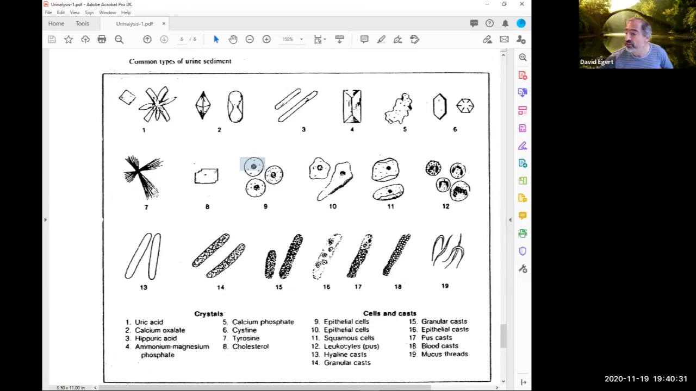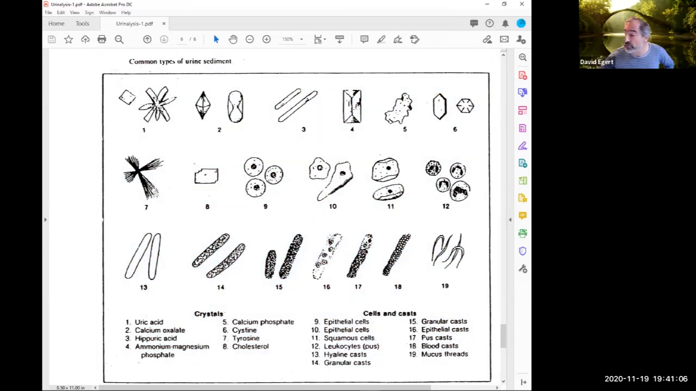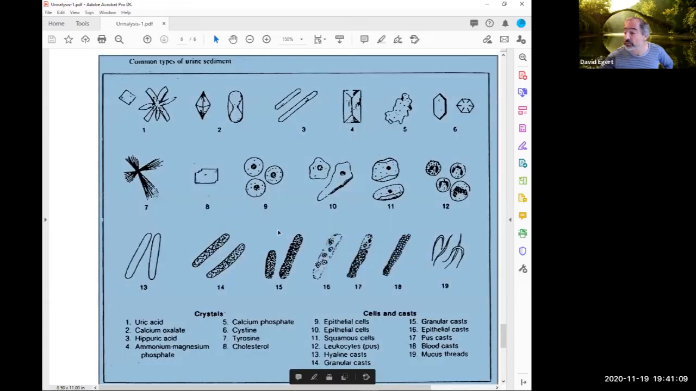You can find cells. It's super common to just find epithelial cells from your urethra. You could find white blood cells if you've got a urinary tract infection. These things called casts are made of Tamm-Horsfall protein that gels inside the kidney tubules. It takes on the shape of things inside the tubules. So by looking at these little casts coming out, it can tell you if there's some problem inside your kidneys.